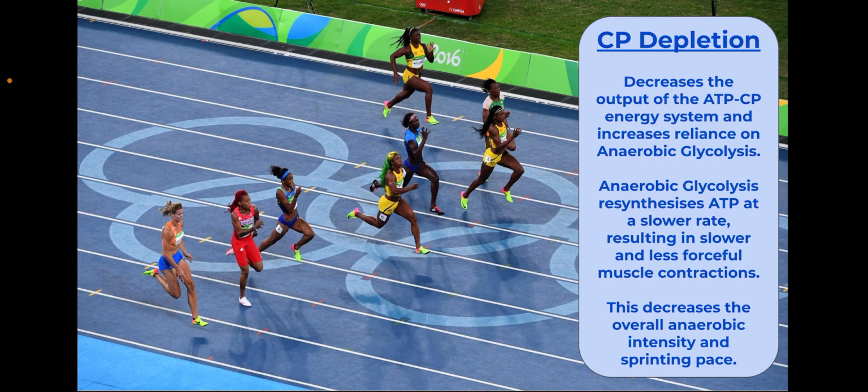When we don't have creatine phosphate stores, the ATP-CP energy system has a very significant decrease in its output. If we don't have the ATP-CP system contributing in large amounts, then we have to rely on another energy system. Anaerobic glycolysis will increase its contribution the further we go through an event where our CP stores are depleting. Unfortunately, this system cannot supply the resynthesis of ATP at such a rate that creatine phosphate can. It has a slower rate of ATP resynthesis, resulting in slower and less forceful muscle contractions, therefore decreasing our output and our overall intensity.